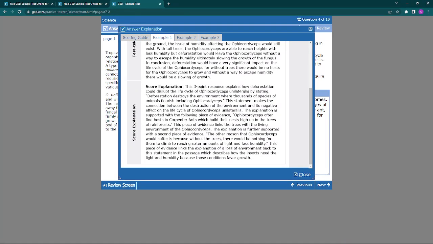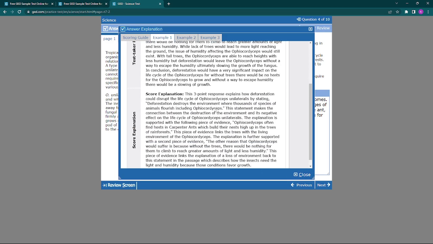So yeah, the 3 point response explains how deforestation could disrupt the life cycle of OU by stating deforestation destroys the environment where thousands of species and animals flourish, including the OU. So no, I would disagree. That is not how it explains how it would. It just says it does, and then this is it. This statement makes the connection between the destruction of the environment and its negative effect on the life cycle of the OU. Like, okay, so that's just answering the question.